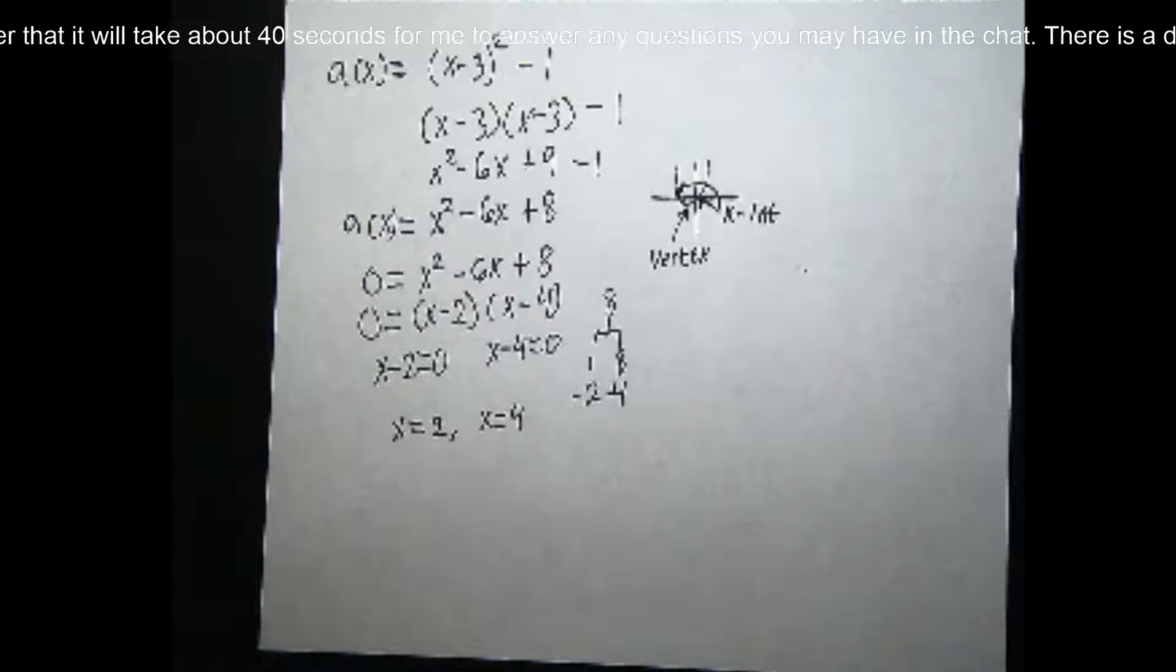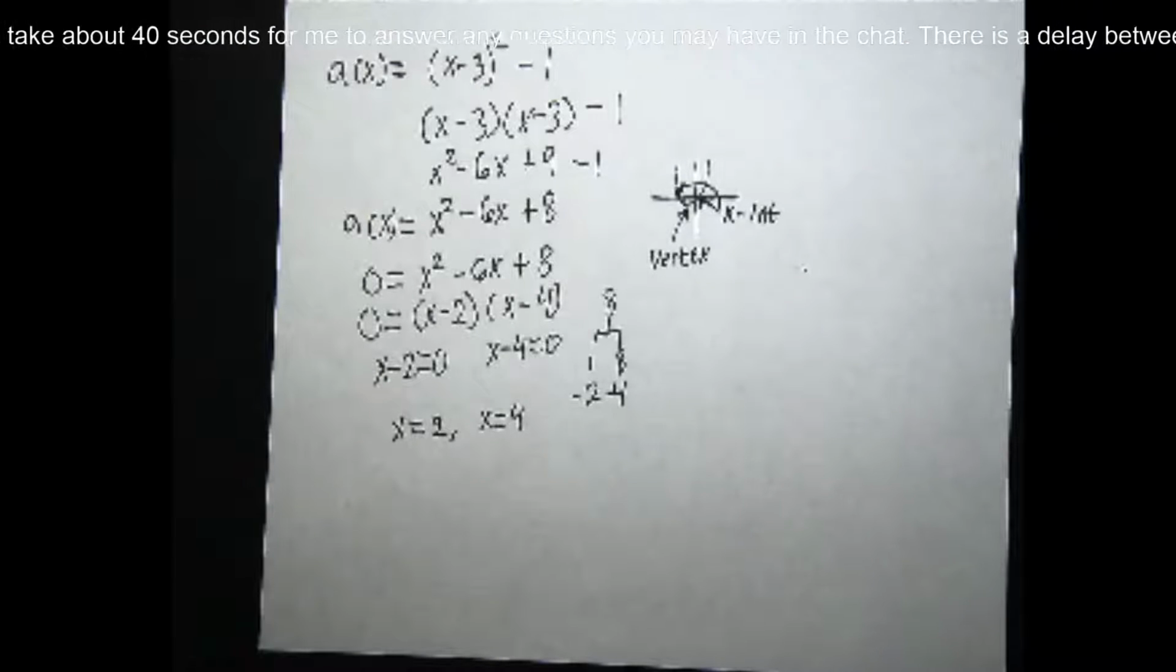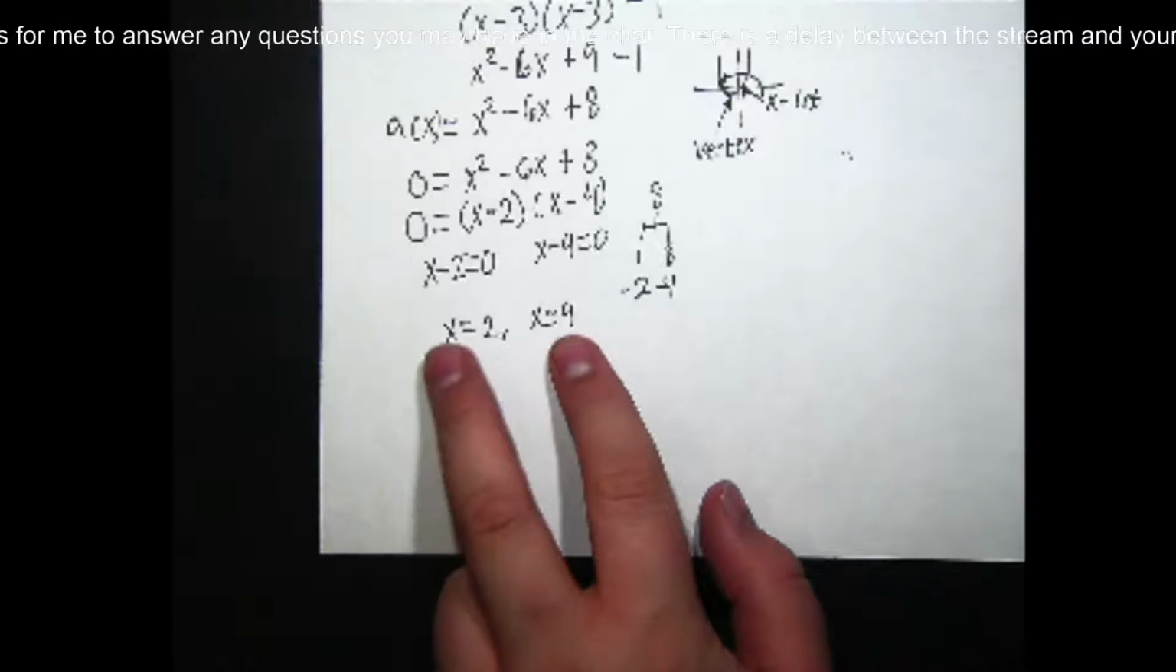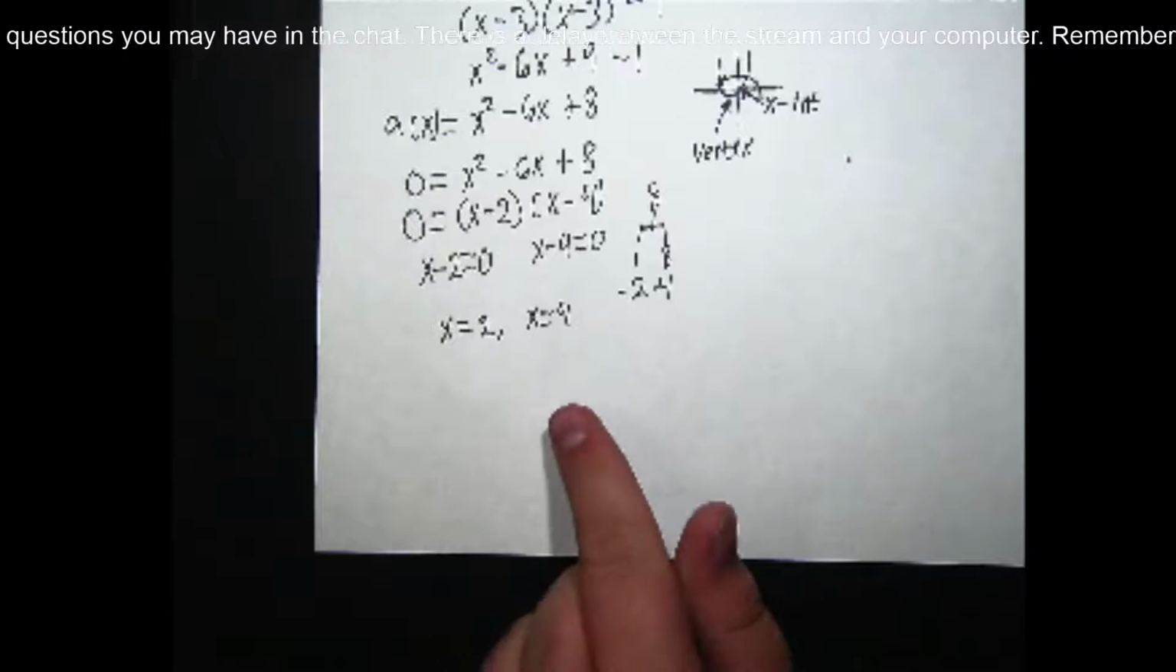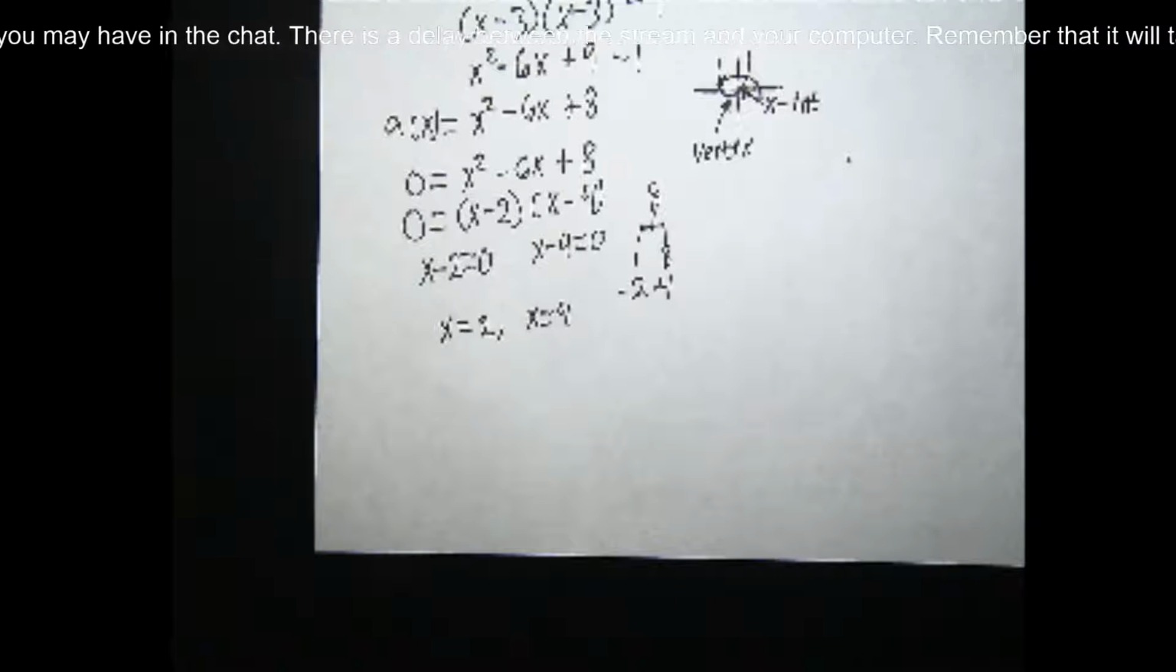So what does this mean for us? It means that our graph crosses the x-axis at 2 places. It crosses at 2 and it crosses at 4, which makes sense because this is a curve. If it goes one direction and then back up, then of course it's going to cross twice. Okay, so we've got our x-intercepts.